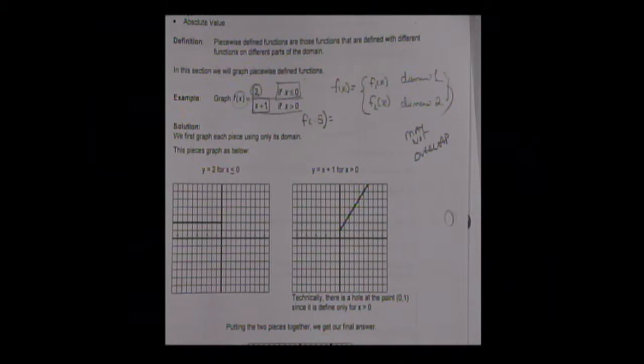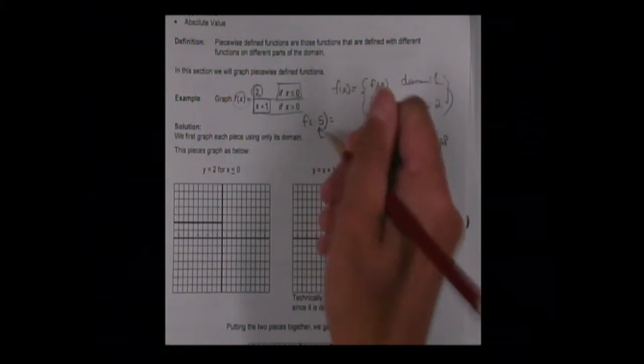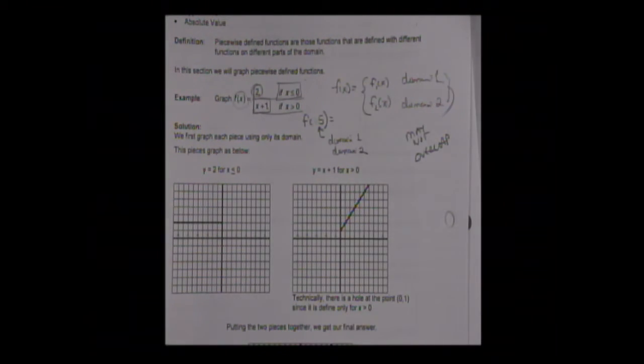I'll take out the plus so it's less confusing for you. I have to look at this and say, okay, which line do I use? Because if I do a computation with a piecewise defined function, I do not plug that number into every piece. I only plug it into the piece that is appropriate. In other words, I figure out, is this 5 part of domain 1 or part of domain 2? So I ask myself, is that a domain 1 or a domain 2 number? Does it go with my first domain or my second domain?